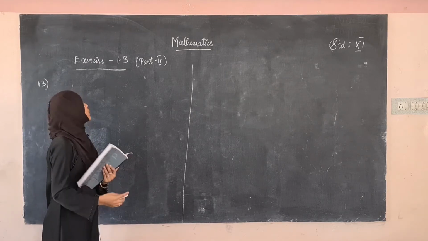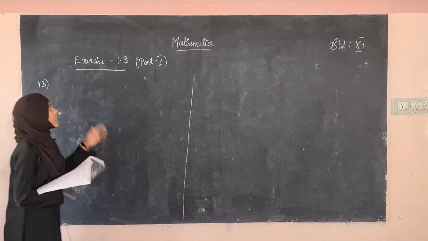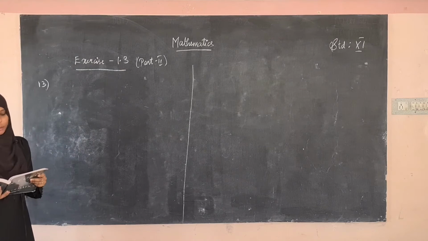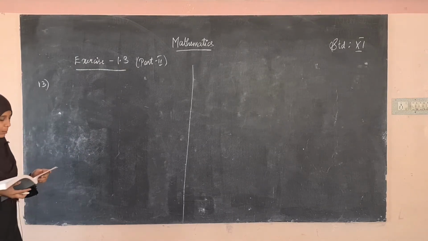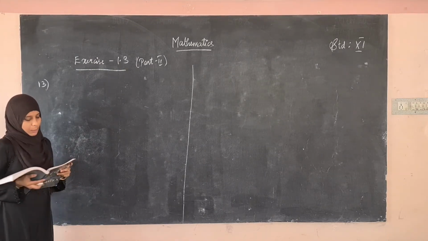So in today's class we are going to see the remaining sums in exercise 1.3. That is, we have 7 sums remaining, and we are going to solve them, okay. That is sum number 13.